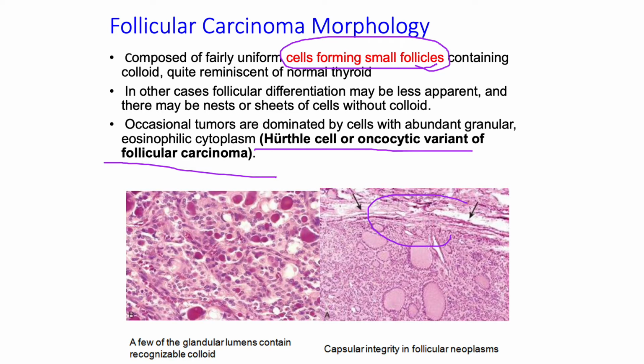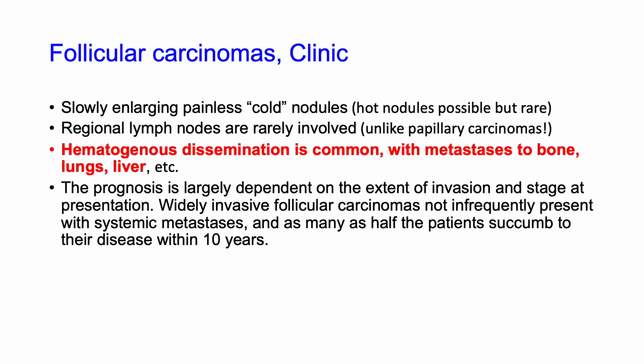So capsular or vascular invasion is of paramount importance in diagnosing follicular carcinomas, and usually there are multiple homogeneous follicles. Occasional large follicles are also seen, but predominantly small homogeneous follicles are usually seen in follicular carcinomas. Coming to the clinical features, they often present as cold nodules in radioisotope studies. Regional lymph node metastasis is seldom seen compared to that of papillary carcinoma, whereas hematogenous dissemination is pretty common due to blood-borne metastasis, and metastasis to bone, lungs, and liver can be seen.